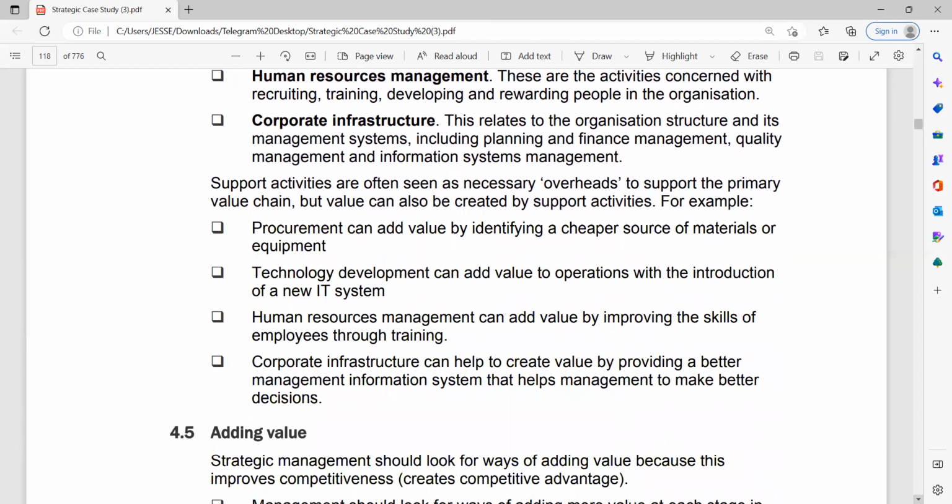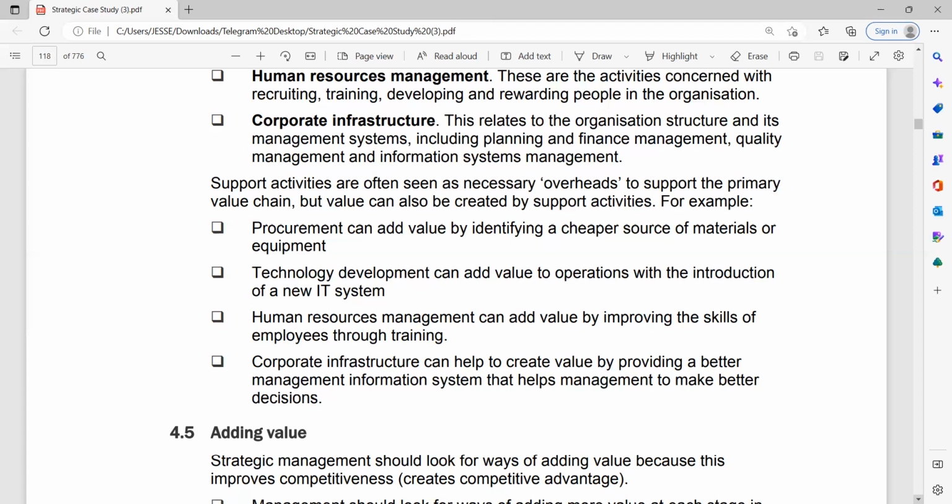Support activities, what you need to know is that they are often seen as necessary overheads to support, like I said, or to drive the primary activities. But you need to know that value can be created from support activities. So, for example, if we pick procurement, how can you add value in procurement? You can add value by identifying a cheaper source of materials, right? A cheaper, relatively high quality source of materials. That's value.